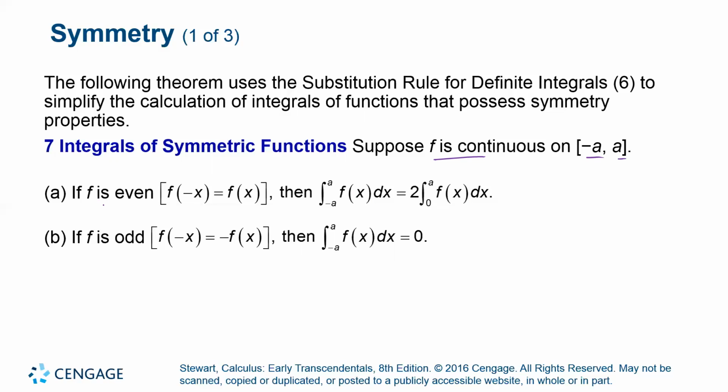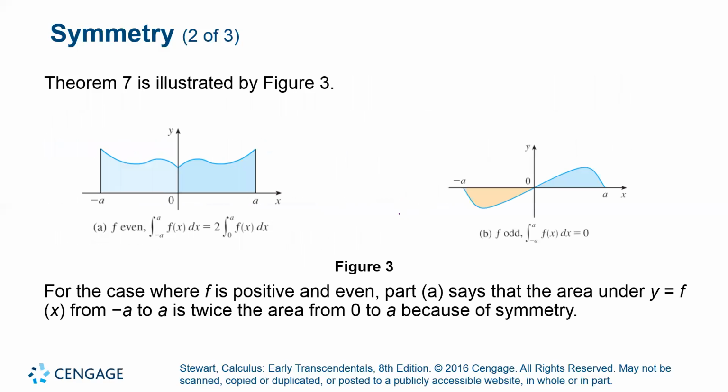If f is even, that is, when you substitute negative x into the function you get the original, then the integral from -a to a, because they cover the same area, is the same as taking half of it and multiplying by 2. Now, if it is odd, then it's going to cancel out, and so the answer will be 0.